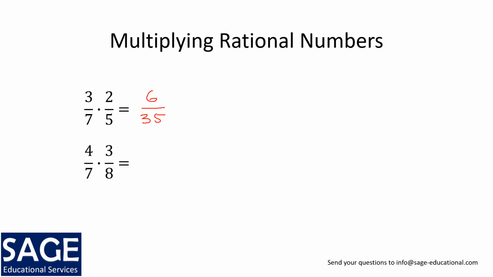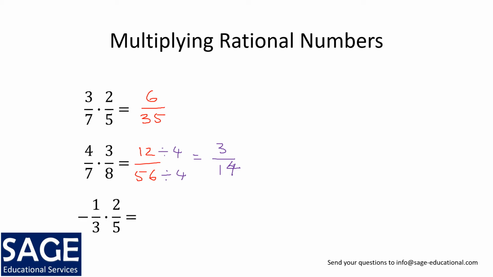4 times 3 is 12. 7 times 8 is 56. Both of these numbers, 12 and 56, can be divided by 4. So I will go ahead and divide both of them by 4. So 12 divided by 4 is 3, and 56 divided by 4 is 14. So the answer here would be 4 over 7 times 3 over 8 is 3 over 14.